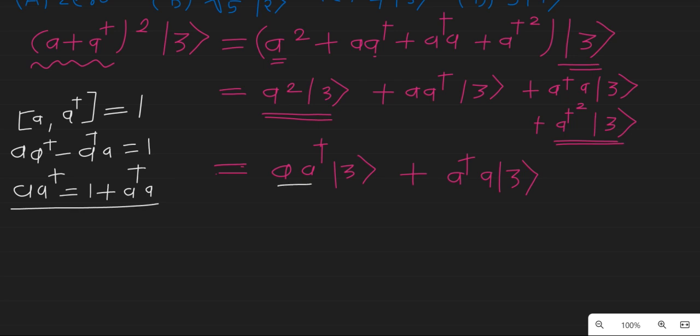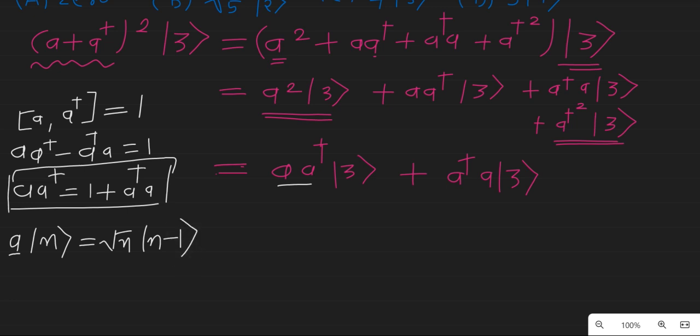And another thing, you should know it if you are preparing for this examination, or for CSIR NET, or you did your MSc. You must have learned in quantum mechanics that when A operates on ket n, it gives root n times ket n minus 1, and since A is the annihilation operator, it decreases the state by 1.